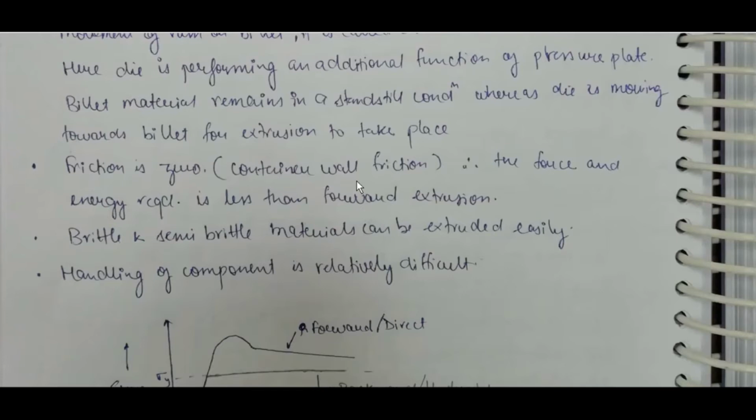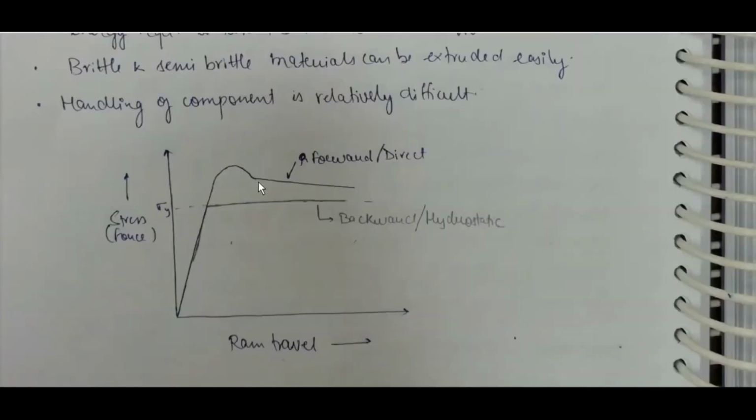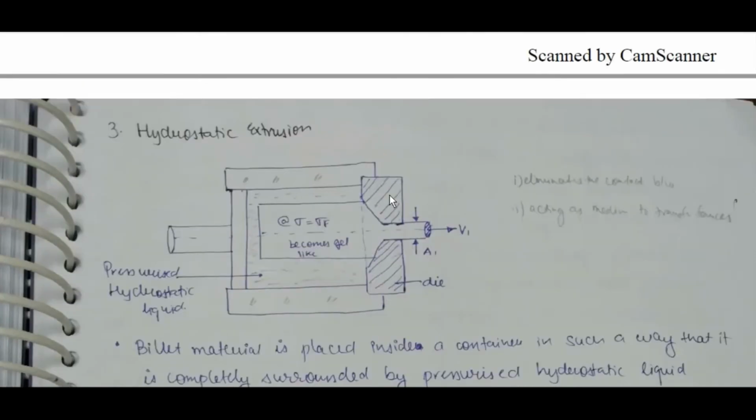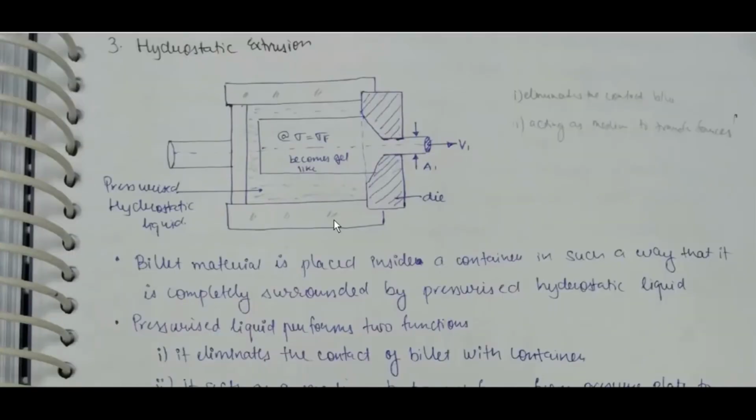The liquid performs two functions. It eliminates the contact of billet with container. It acts as a medium to transfer pressure. Friction is zero. Force and energy required is less than forward extrusion. Brittle and semi-brittle materials can be easily extruded. This is the best process of extrusion. It is one of the types of forward extrusion.